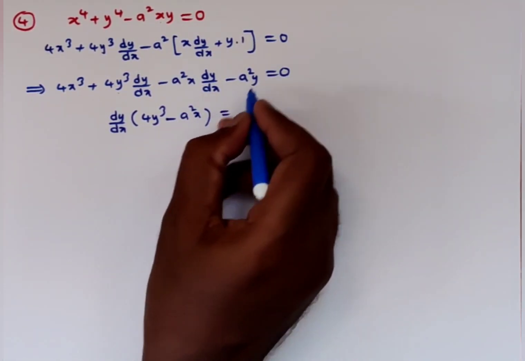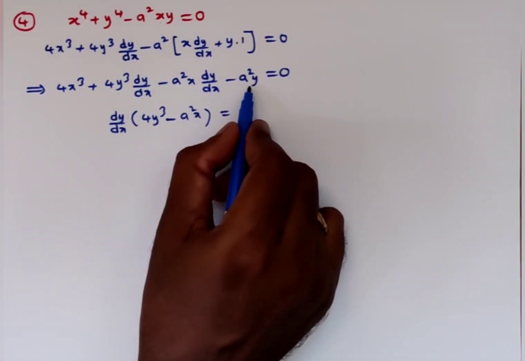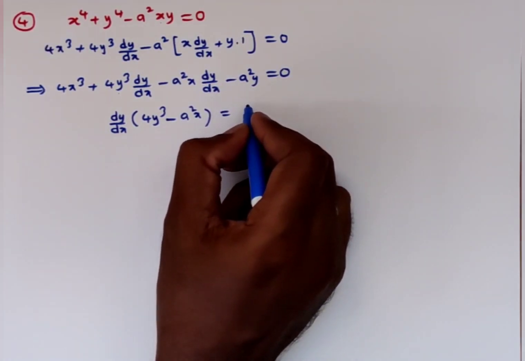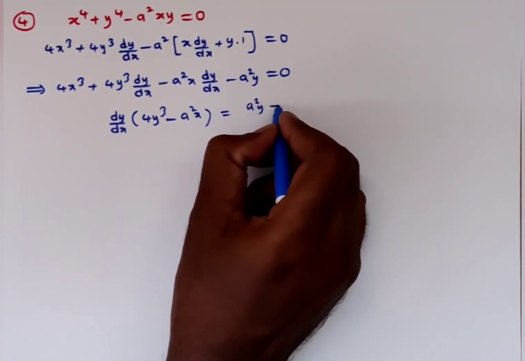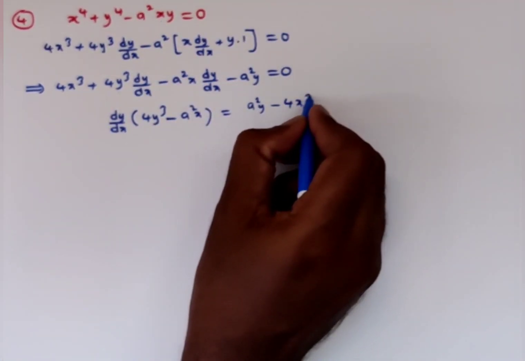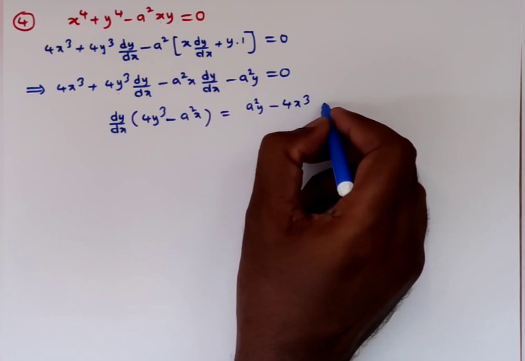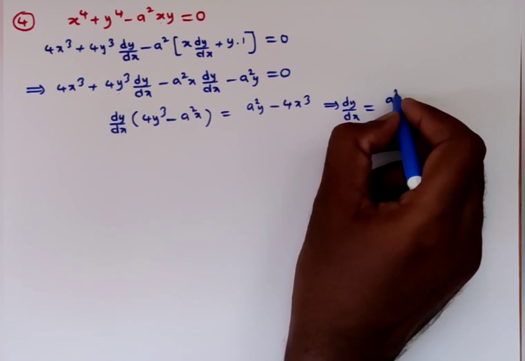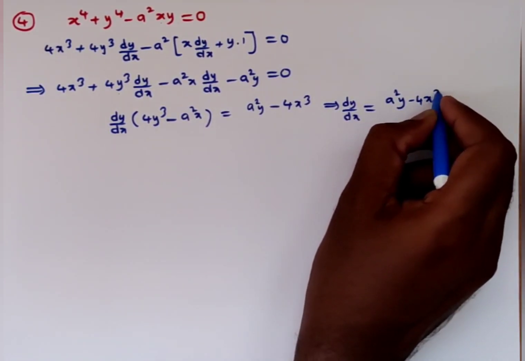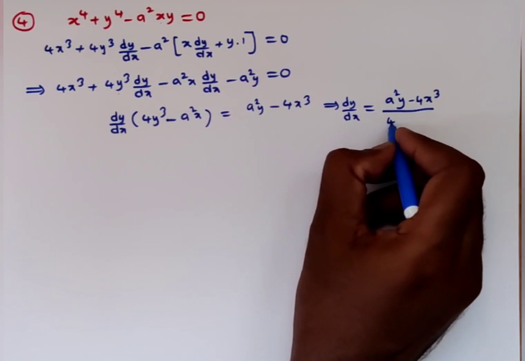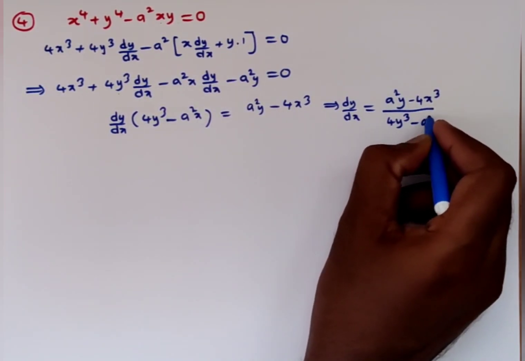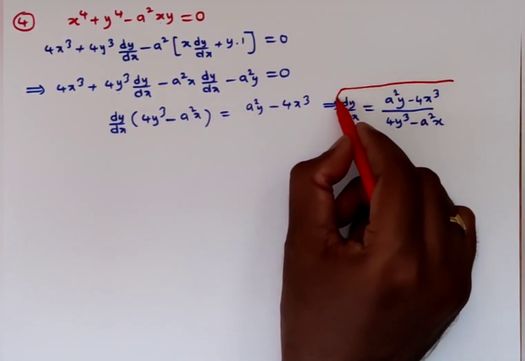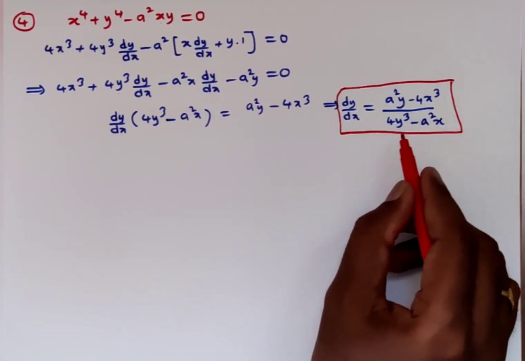Now which is equals to, without dy by dx terms there are these two, a square y and 4x cube. You can transpose to the right side, that is a square into y minus 4x cube. So finally dy by dx is equals to a square y minus 4x cube whole divided by 4 into y cube minus a square into x. So finally the derivative for this implicit form is this one.